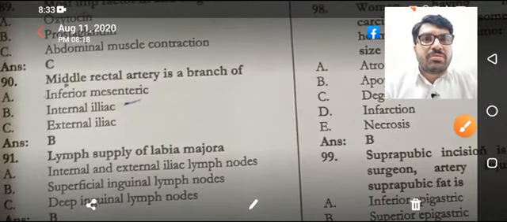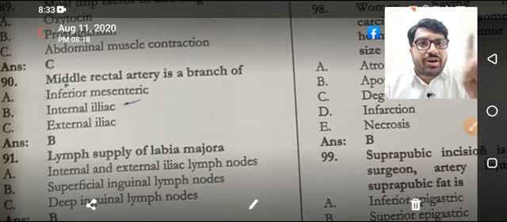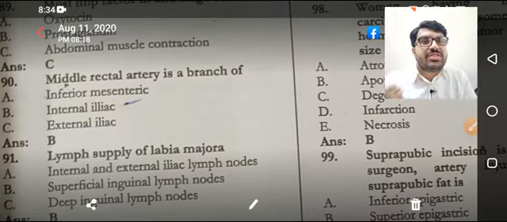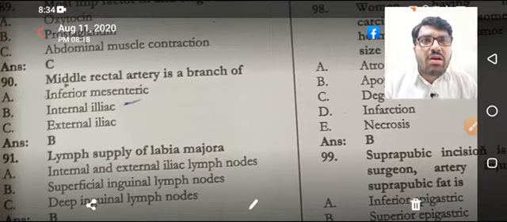Middle rectal artery is a branch of internal iliac artery. Middle rectal artery is a branch of anterior branches of internal iliac artery. Now there is another MCQ, anterior branches of internal iliac artery or posterior. This is anterior branches. And the rectal artery is also called hemorrhoidal artery.